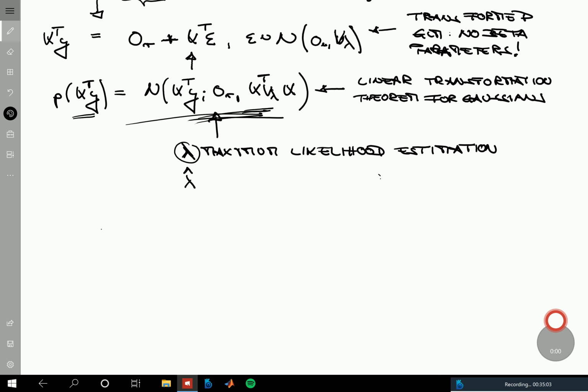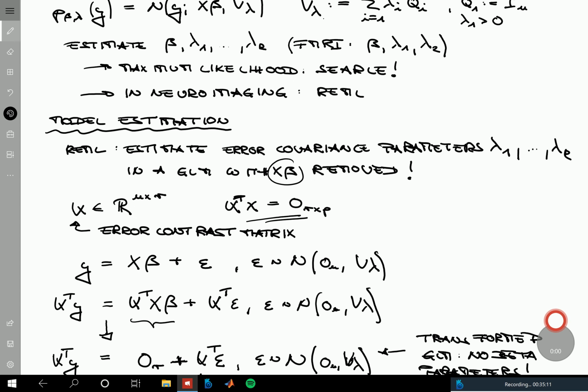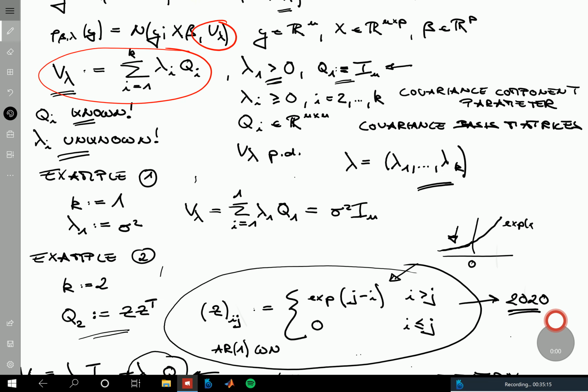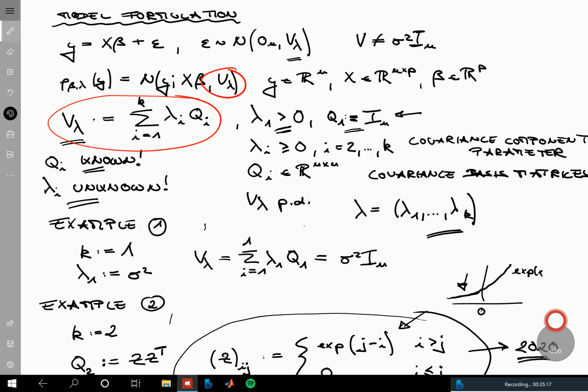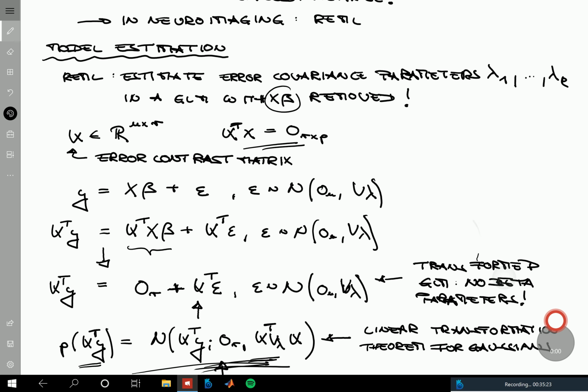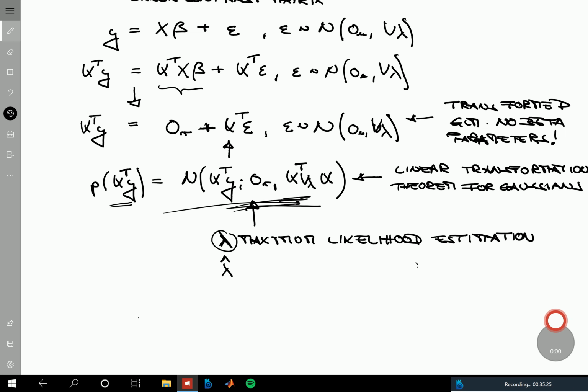So again, the fundamental idea of REML estimation is to transform the GLM that we are interested in. The GLM that we are interested in is now the GLM with these covariance components. And then we estimate in this transformed GLM. Once we have estimated there, we use our results to go back to the untransformed one.